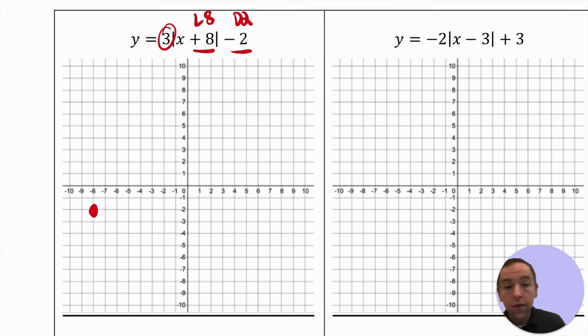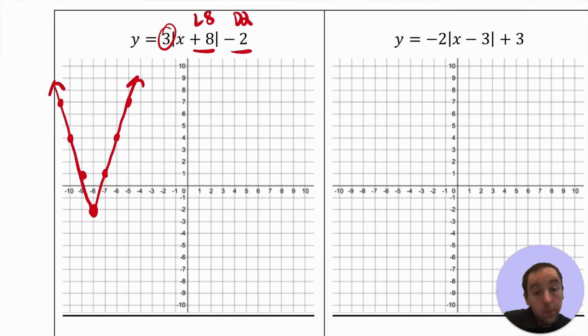Now that 3 is going to tell us we're going to stretch by a factor of 3. It is positive, so the v is still going to face upwards. So it's really just kind of like going at a slope of 3. So going that way, and then just going the other direction, really kind of at a -3 slope in that direction. And that gives you the completed graph that we see right there.